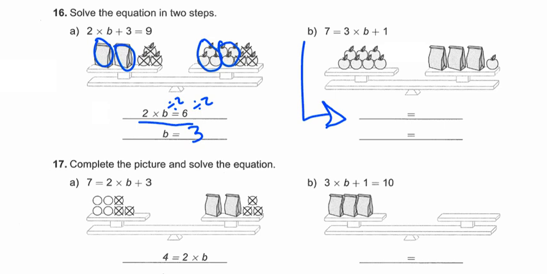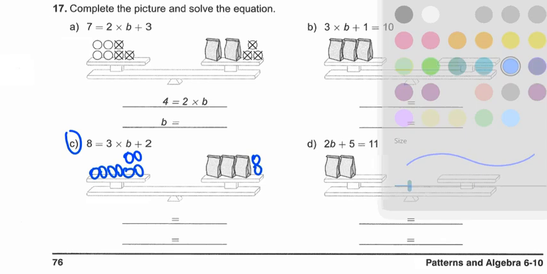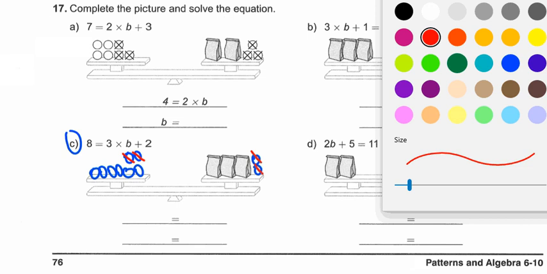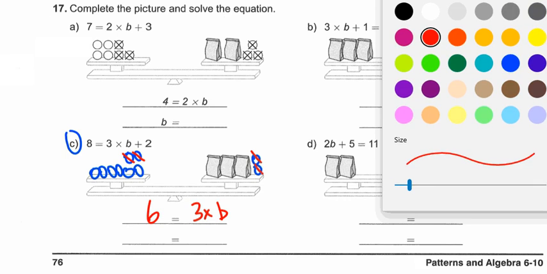Let's look at 17. I'll do 17c for you, and then you can finish a, b, and d. So here we are, 8 apples. 1, 2, 3, 4, 5, 6, 7, 8 equals 3 bags plus 2. So the first step is to cross off some apples. So we'll take these 2 and cross them off. The second step would be to, well, first we'll write that down. So now we have 6 equals 3 times b.